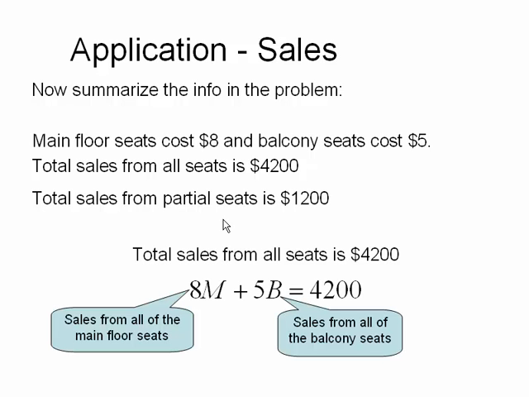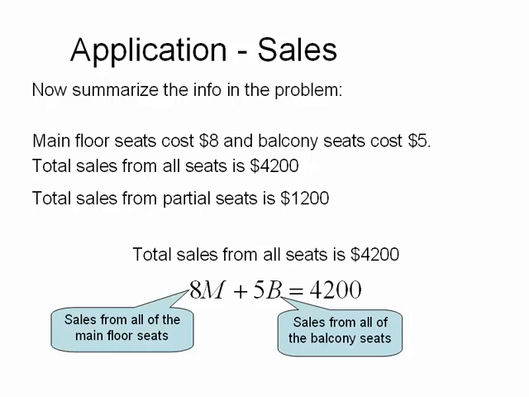So let's take a look at that one piece of information about the total sales. The total sales from all seats is $4,200, so that gives me the equals $4,200. Now what I need to do is figure out what are the sales from each type of seat. So I have one term here, 8M, which means if there are M seats at $8 a piece, the sales from those seats will be 8 times M. If we have B balcony seats, and those are each $5 a piece, 5B will tell me what the sales from the balcony seats are.